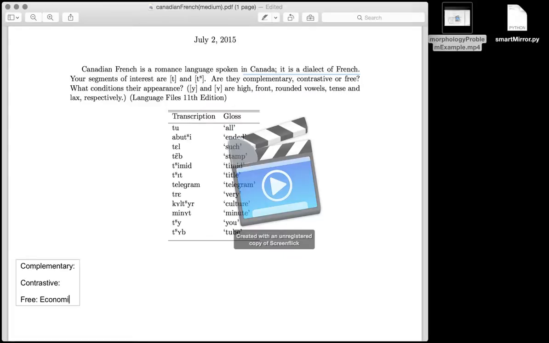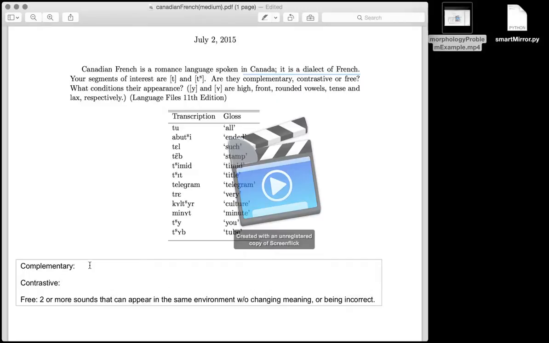I'll give you a quick definition then for free. This is two or more sounds that can appear in the same environment. And what will happen is that they won't change the meaning or be considered incorrect to speakers, without changing meaning or being incorrect.